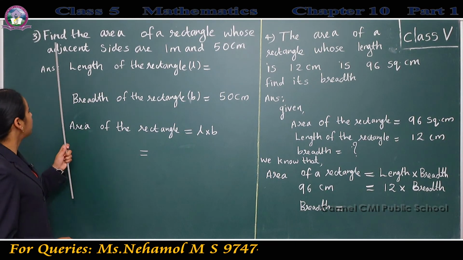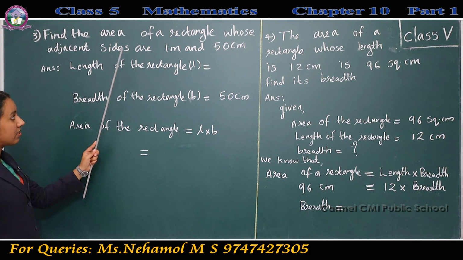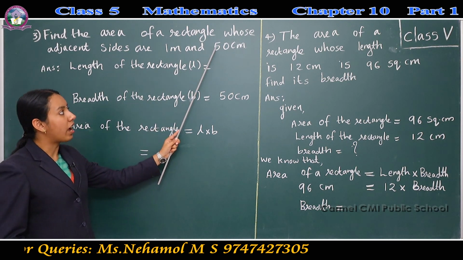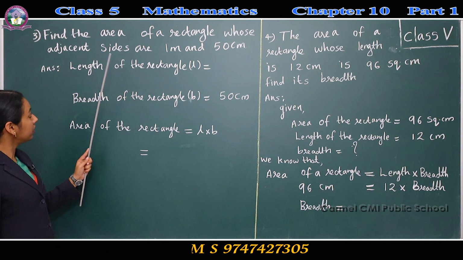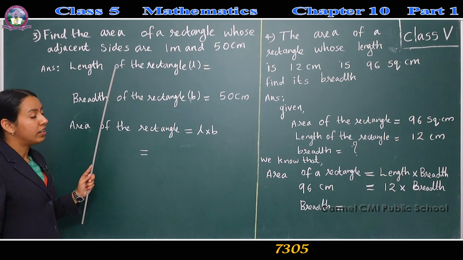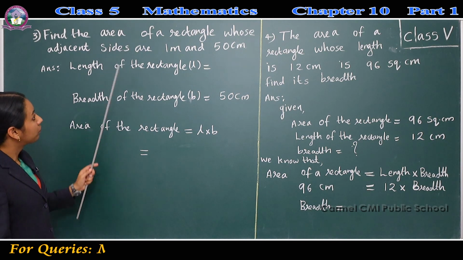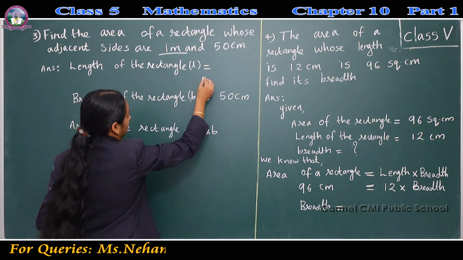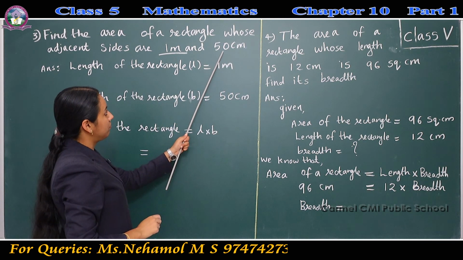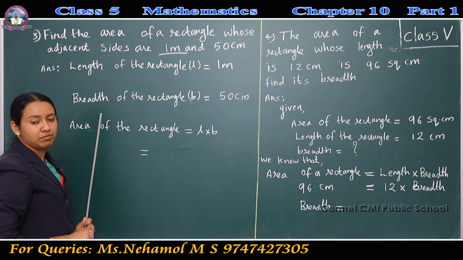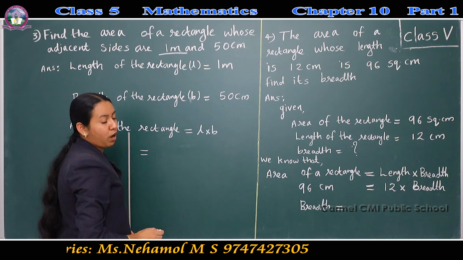Next question. Find the area of a rectangle whose adjacent sides are 1 meter and 50 centimeter. Then length and breadth are given. We have to find area of the rectangle. Length of the rectangle is equal to 1 meter. Then what about breadth? 50 centimeter. Here meter, here centimeter.